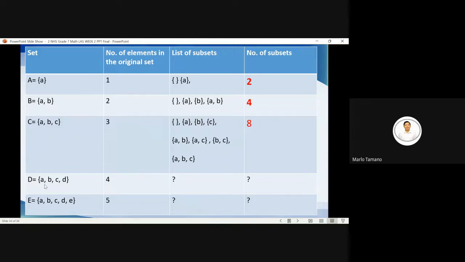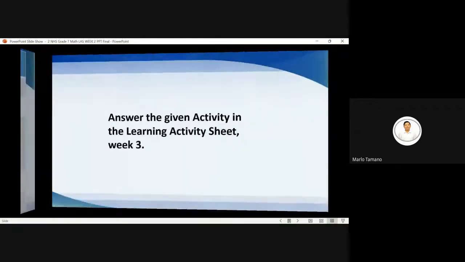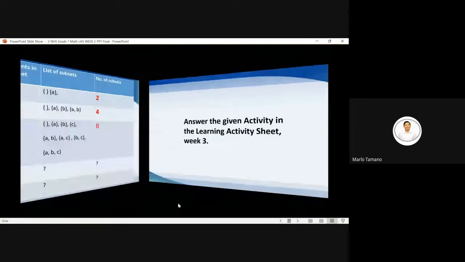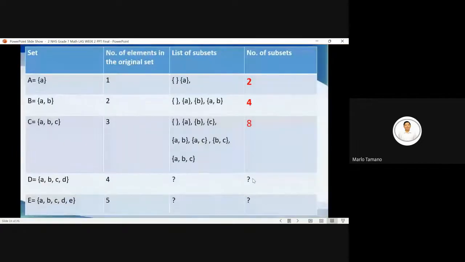If D has 4 elements, that is 2 to the 4th power. So all you have to do is multiply 2, 4 times, the base. 2 times 2, that is 4. 4 times 2 is 8. 8 times 2 is 16. So the answer must be 16. Alright? So 16 is our answer here.